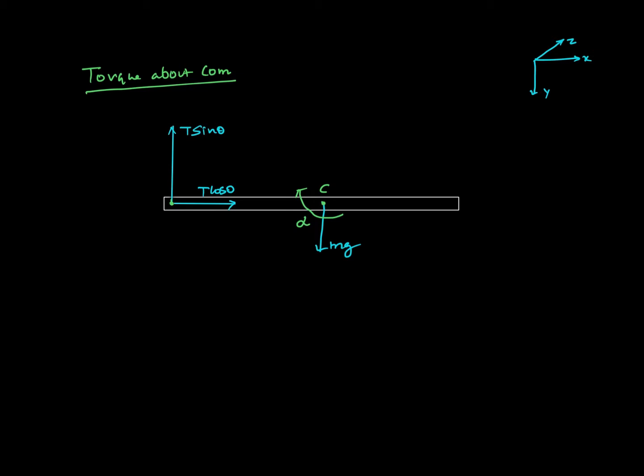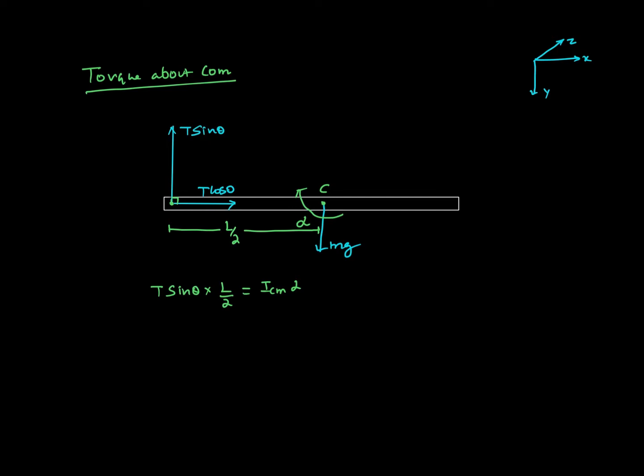So the only torque acting about the center of mass is the torque because of this force, which is T sine theta, correct? And the perpendicular distance, or the lever arm, of the T sine theta is nothing but L by 2. So what we'll have is T sine theta into L by 2 equal to I_CM into alpha.